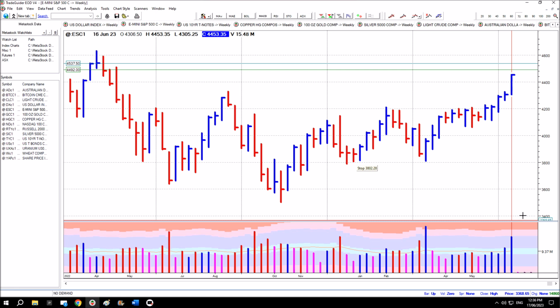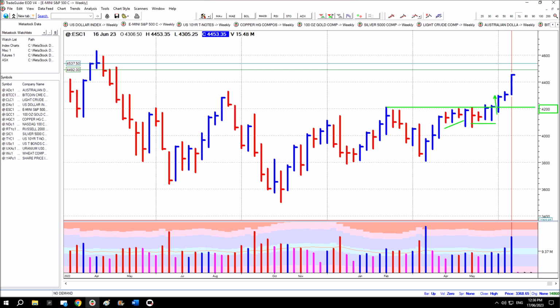Next chart is S&P 500 index futures. This is the E-mini. The important level comes through here. You can see there was quite a period of consolidation and absorption going on through here, right at the breakout level for some time.